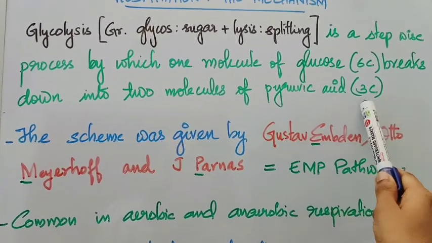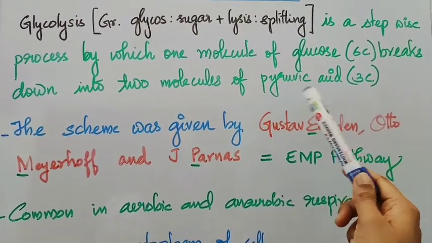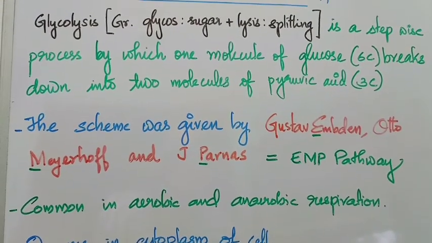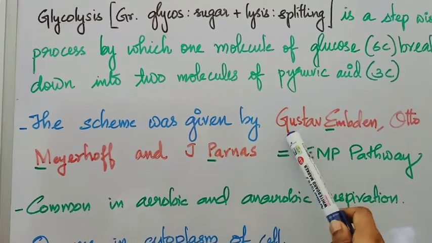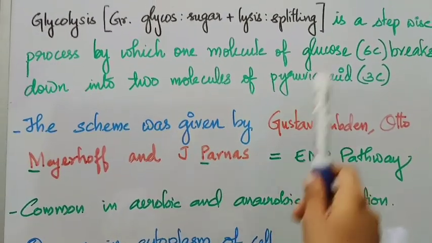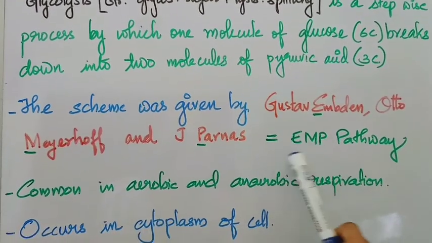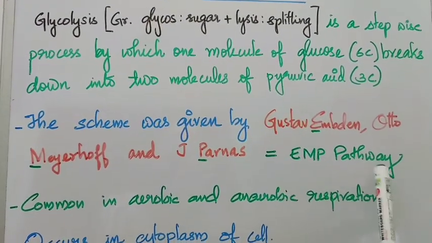It contains 3 carbon. The process of breaking a 6 carbon molecule into 3 carbon molecules is called glycolysis. Now this scheme was completely explained by Gustav Embden, Otto Meyerhof and J. Parnas. So this pathway is often also referred to as the EMP pathway. So glycolysis is also called the EMP pathway.